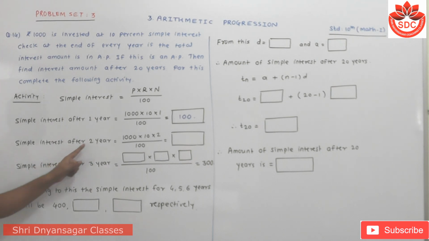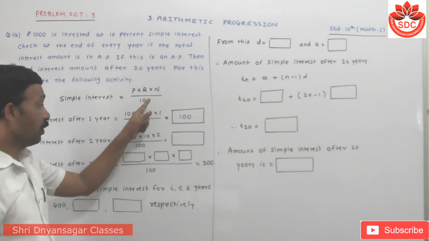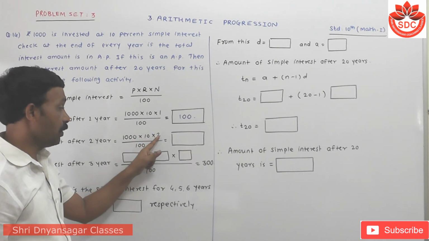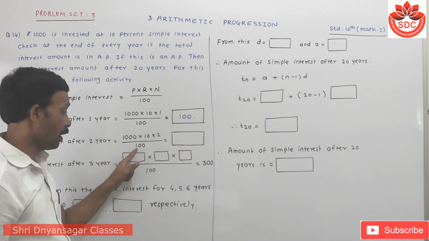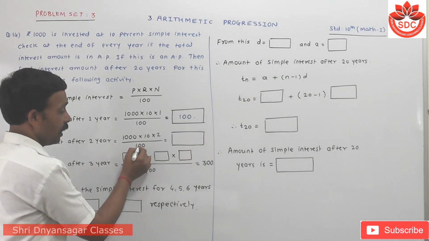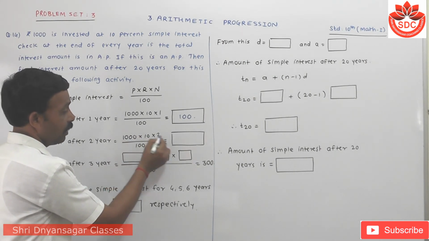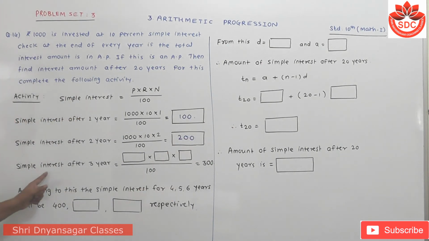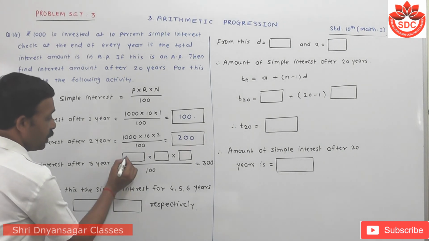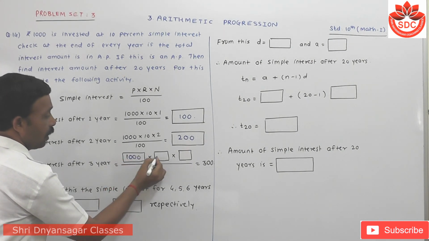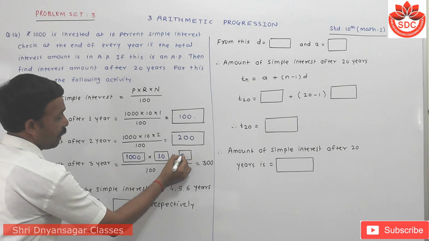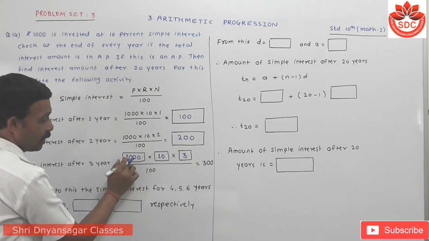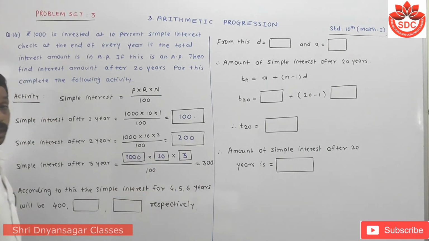Now simple interest after 2 years. So here you have to take n as 2. Means principal into rate into n, 2 here, upon 100. Then again student, 1 zero gets cancelled, 2 zeros get cancelled. 100 into 2 becomes how much? 200. Then simple interest after 3 years. Here principal is 1000, rate of interest is 10 and 3 upon 100. 1 zero, this second zero gets cancelled. 100 into 3 becomes 300.